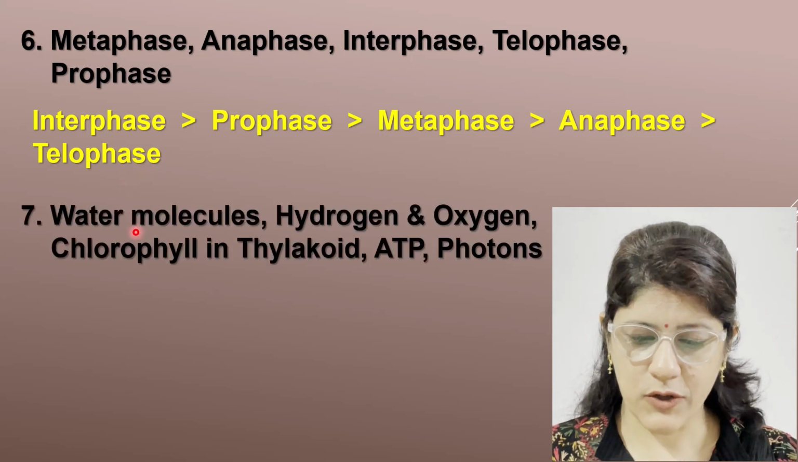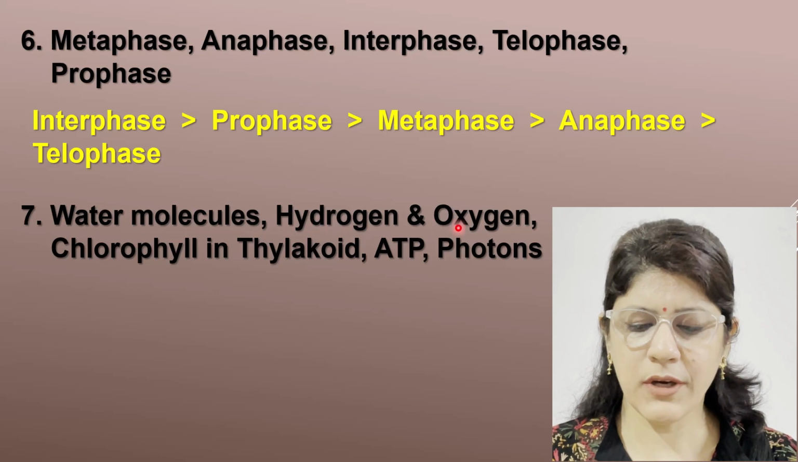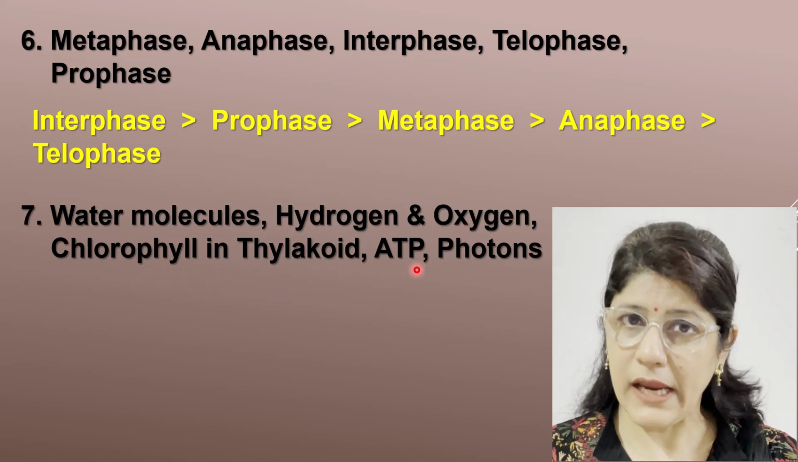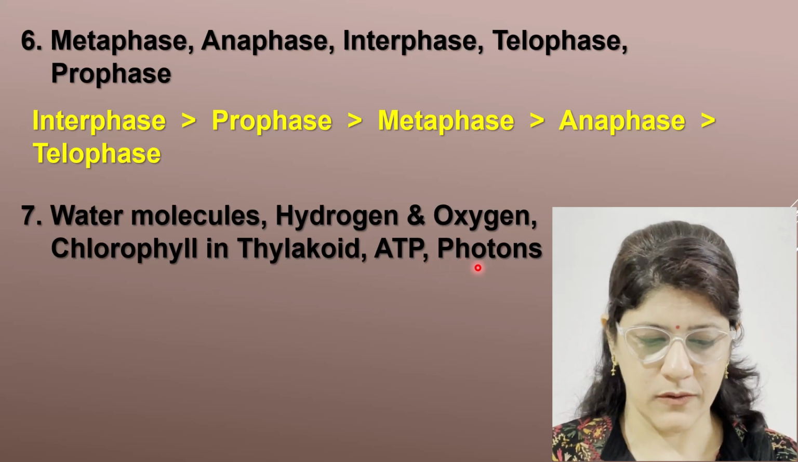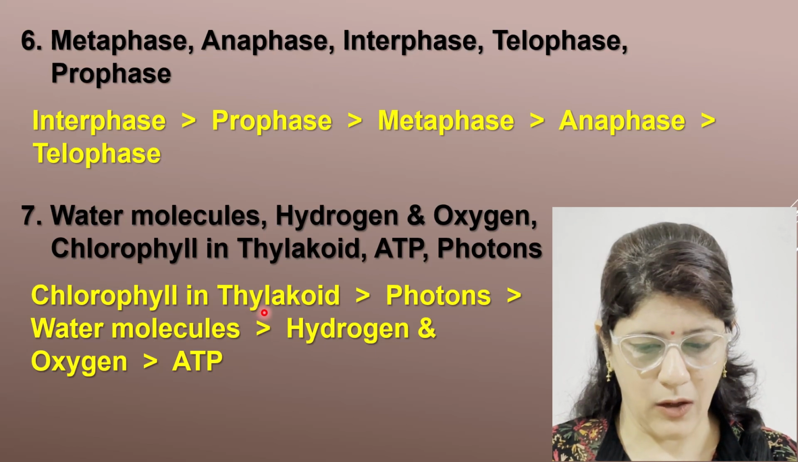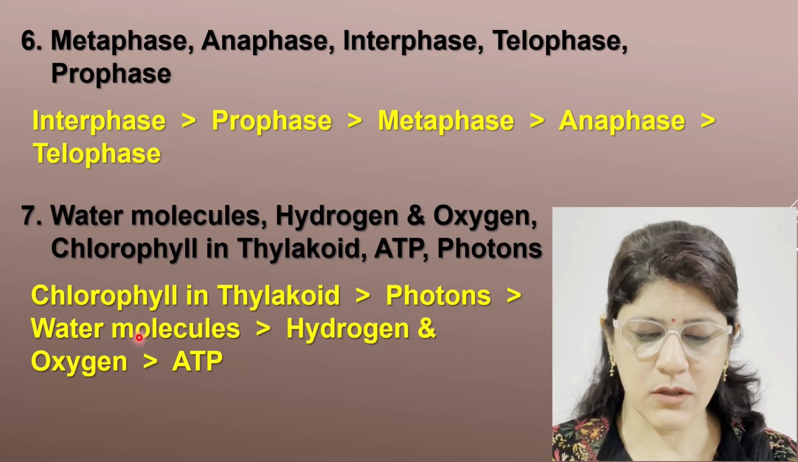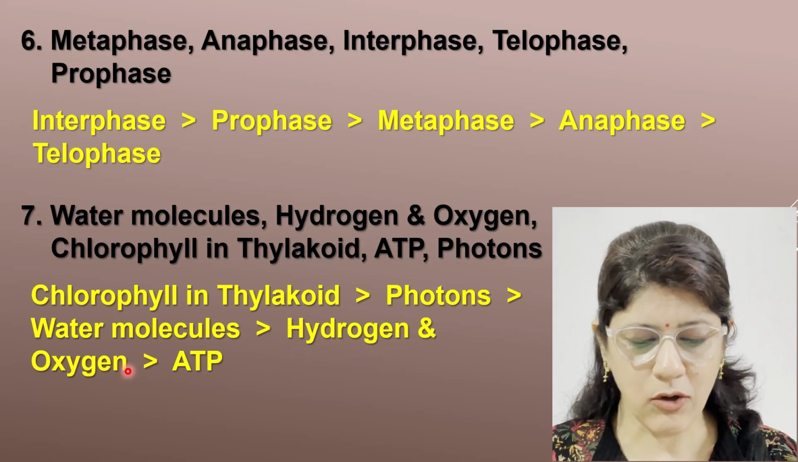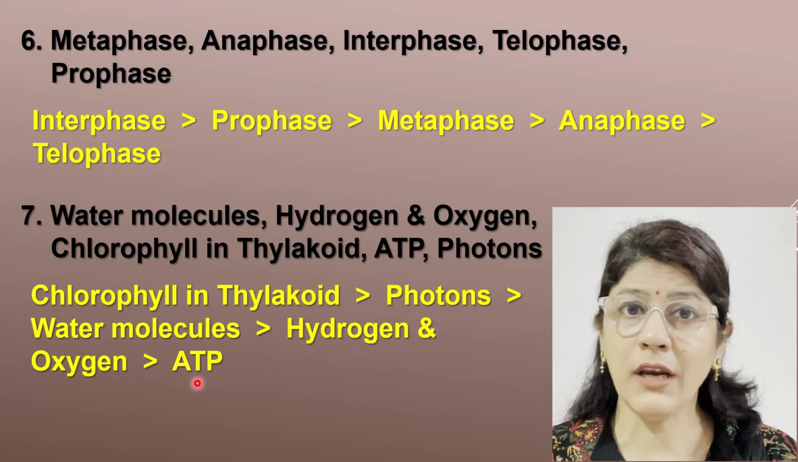Next is water molecule, hydrogen and oxygen, chlorophyll in thylakoid, ATP and photons. And the correct logical sequence is chlorophyll in thylakoid, then photons, then water molecule split into hydrogen and oxygen and then energy in ATP form.